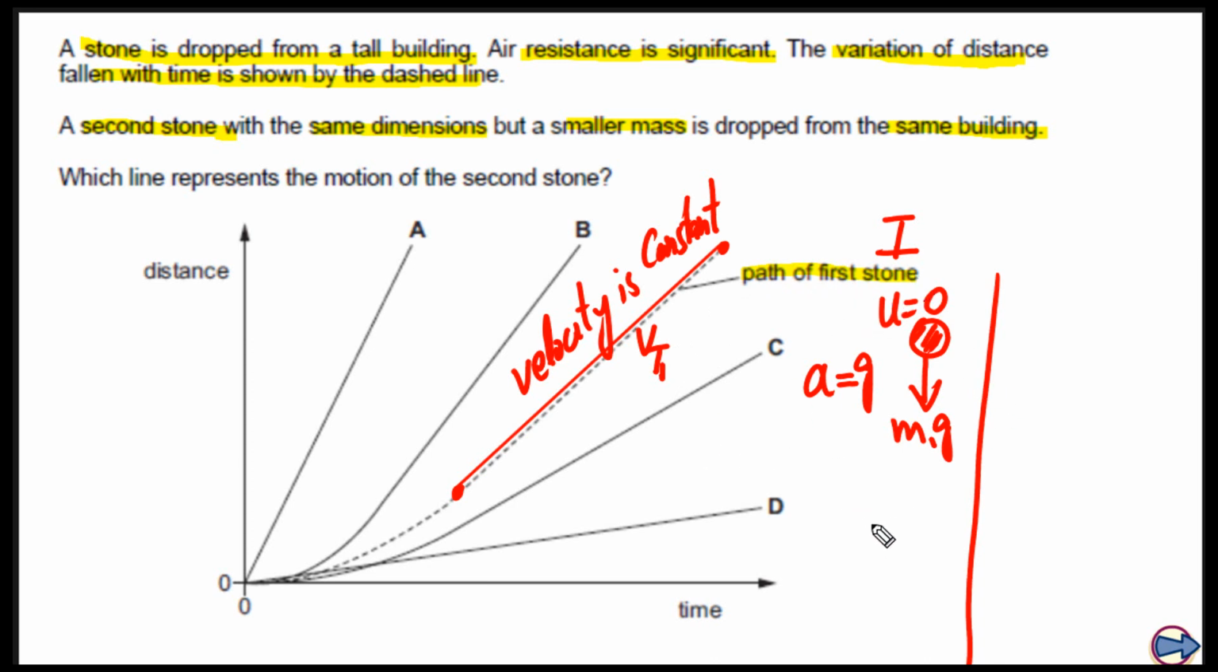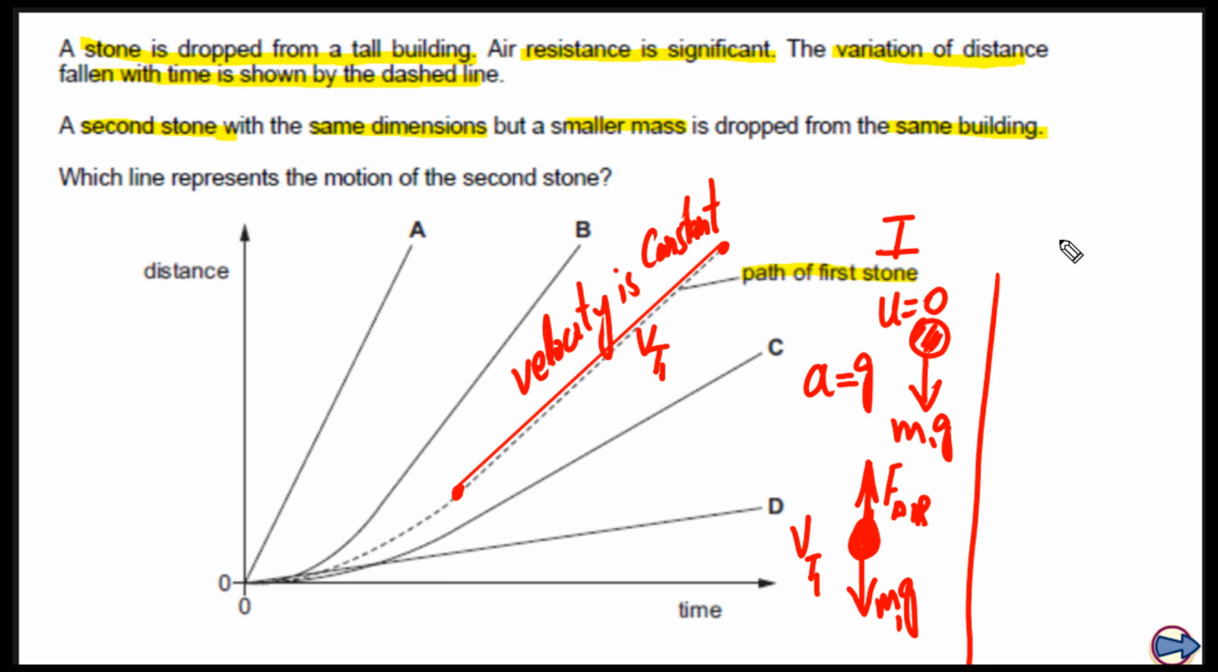Now, when it reaches terminal velocity, we need to understand the forces acting. The force acting down is m1g, and the force acting upwards is F air. At that point, these two forces are equal, so the stone will fall with constant velocity, and that constant velocity we have said is VT1.